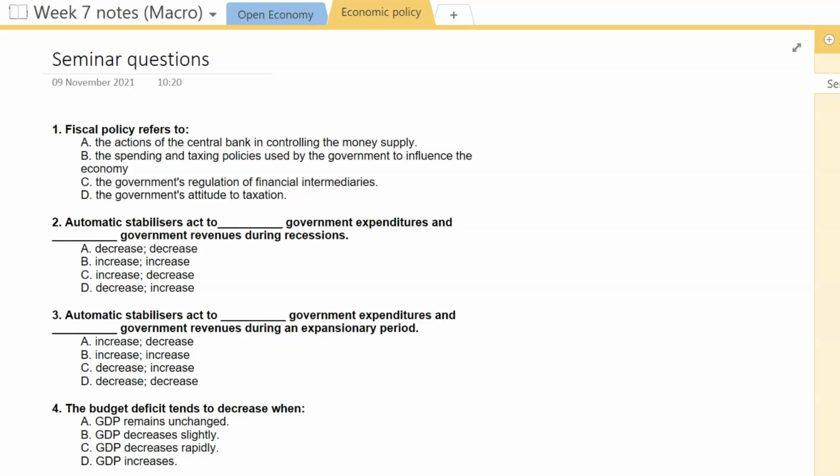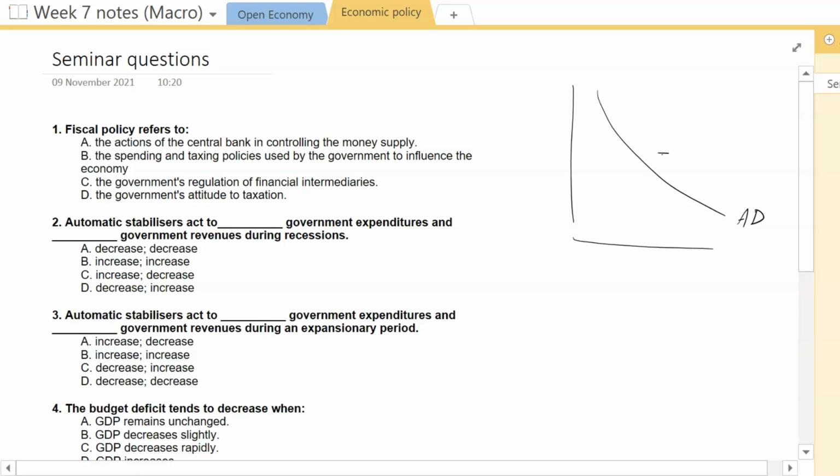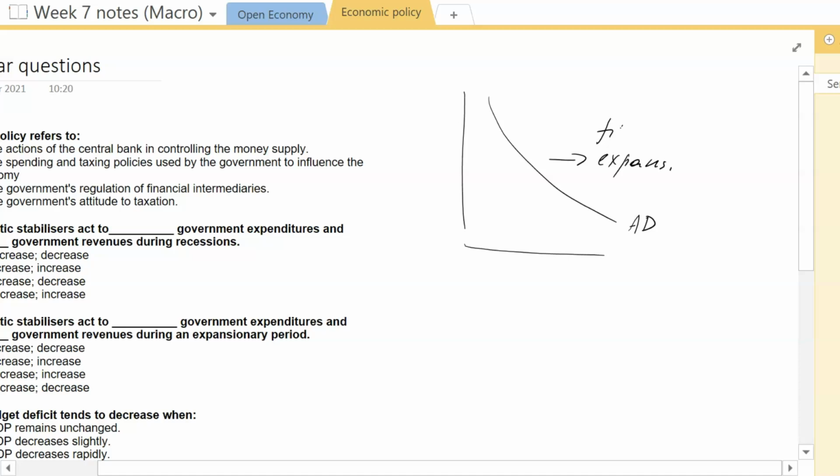So you will need to know that, for example, monetary and fiscal policy affect the location of the aggregate demand curve. Expansionary policy would shift the aggregate demand curve to the right, while contractionary policy will shift it to the left, right? Supply side policies will affect the location of the aggregate supply curve, and of course, the interaction between demand and supply will determine the equilibrium.